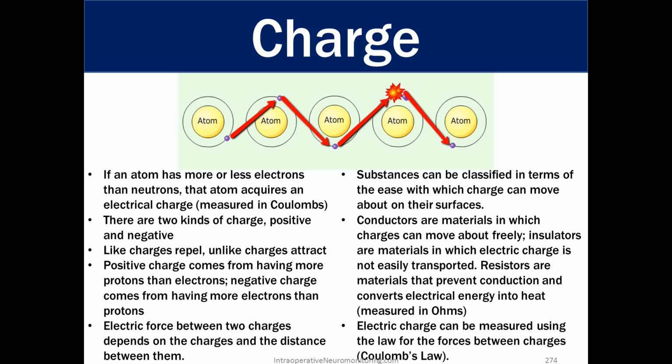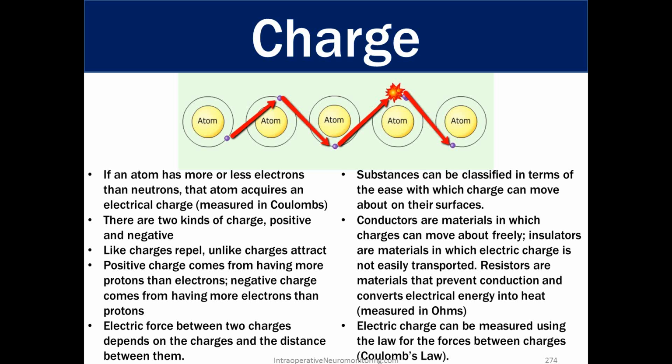Substances can be classified in terms of the ease with which charge can move about their surfaces. Conductors are materials in which charge can be moved about freely. That's our metals that we use, especially on the recording EEGs, stainless steel versus gold versus platinum. Insulators are materials in which electric charge is not easily transported. So that's your plastics, or sometimes signal gear has insulation around the electrodes to better isolate the intramuscular recording that you're trying to get and not pick up any far field EMG activity from somewhere else.